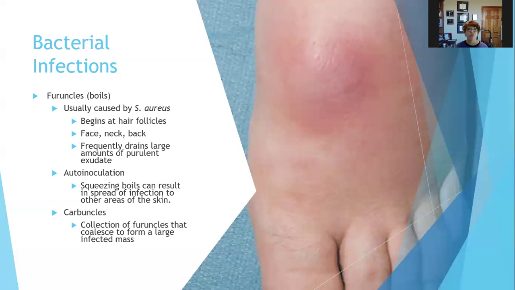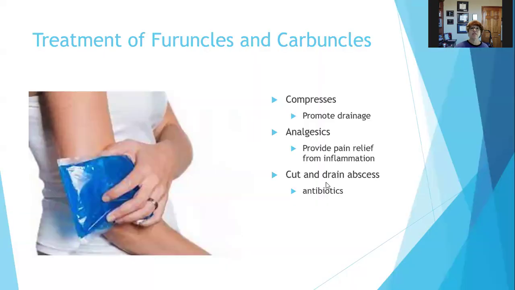Carbuncles, another 14th century word, are a collection of furuncles that coalesce to form a large infected mass. And this is what this photograph is. So usually they need to be treated by draining and disinfecting and sometimes debridement and antibiotics. So you have to identify the bacterium. What if you have a resistant Staphylococcus aureus? You have methicillin resistant Staphylococcus aureus. Well, you're going to need something more serious, usually IV antibiotics. So don't mess with infections.